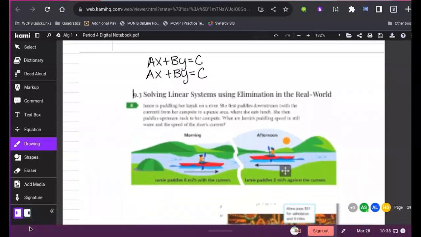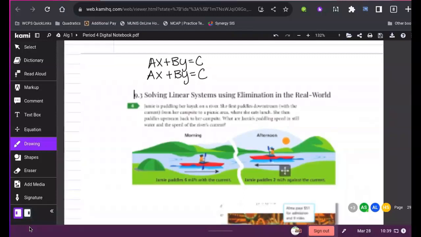Jamie is paddling her kayak on a river. She first paddles downstream with the current from her campsite to a picnic area where she eats lunch. She then paddles upstream back to her campsite. What are Jamie's paddling speed in still water and the speed of the river's current?